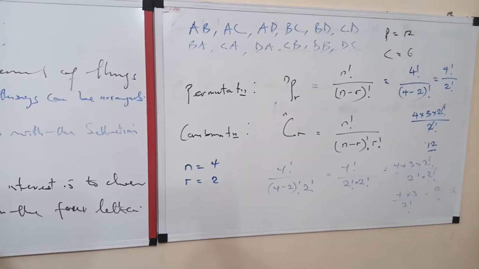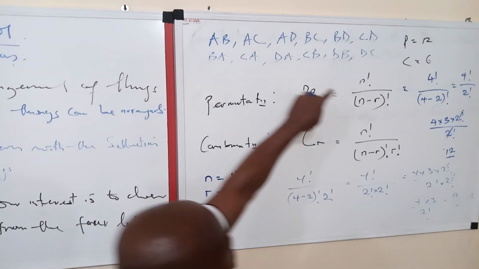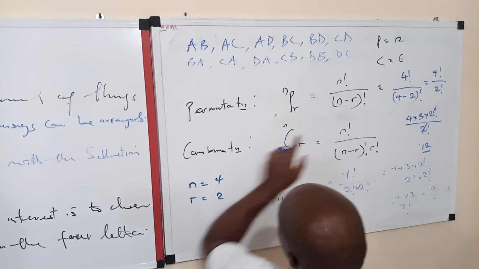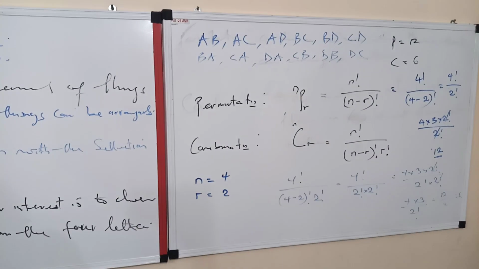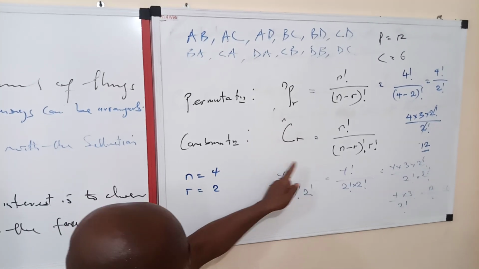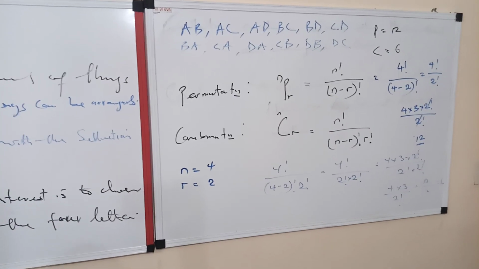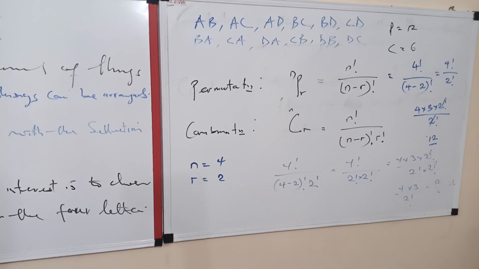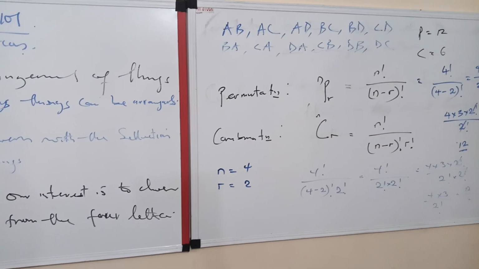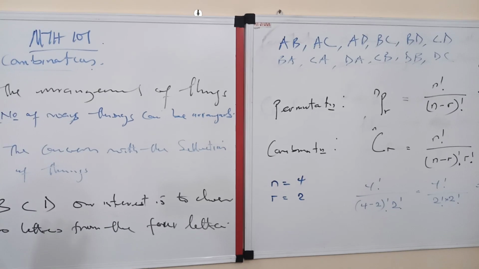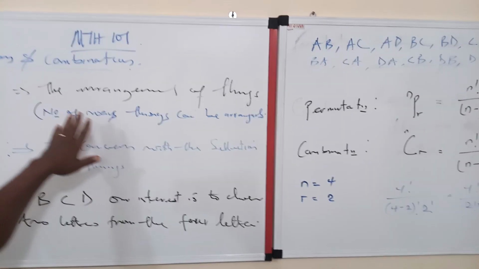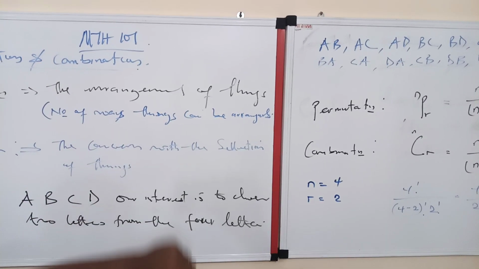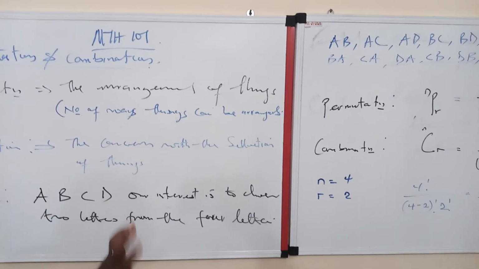So you can see that even when we counted, the number of combinations was 6, and when we use the formula it is also the same. So in terms of permutation and combination, the key term for permutation is arrangement of things, the number of ways things can be arranged.